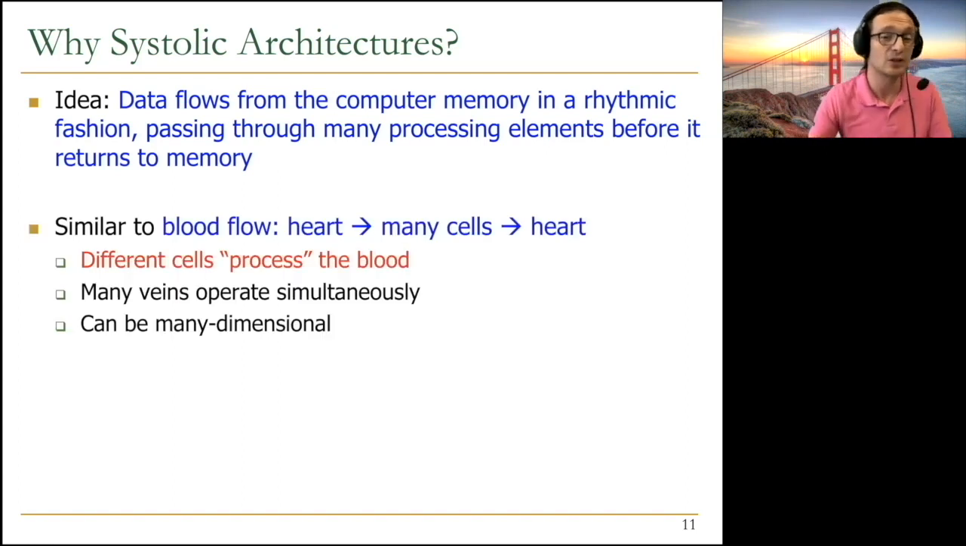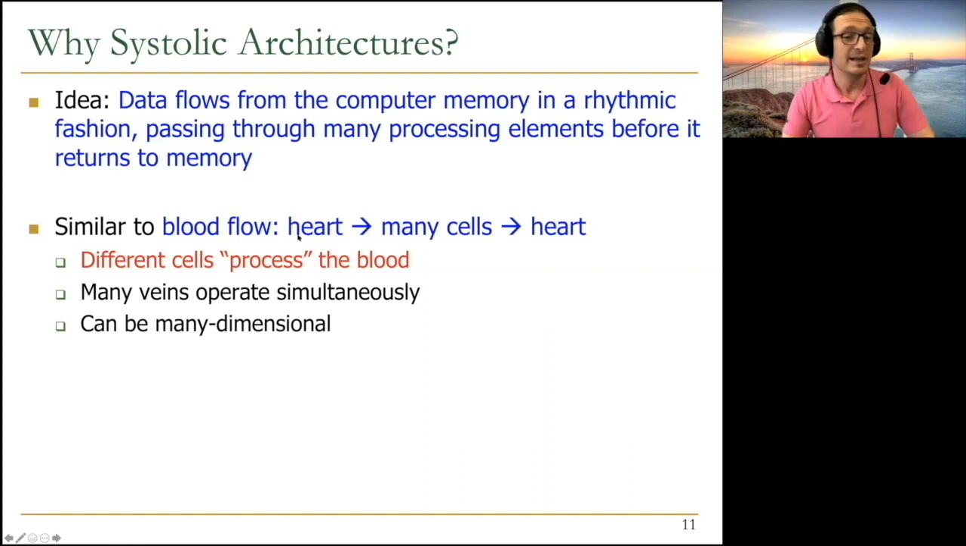So similar to blood flow, heart pumps data into many cells, and many cells return the data to the heart, and this keeps going on and on, essentially. And different cells process the blood. Many veins operate simultaneously, and this can be many dimensional also.